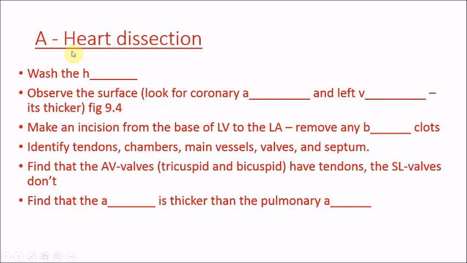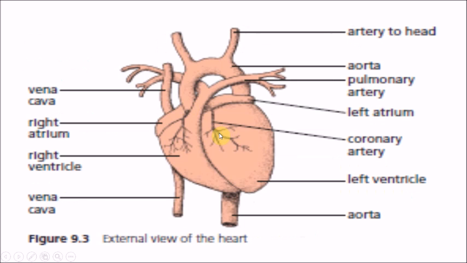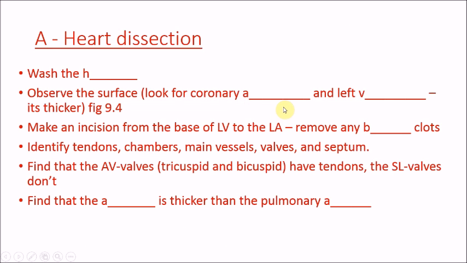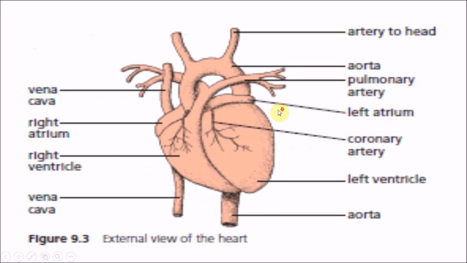So this part is about the heart dissection, and it's all about identifying structures as you dissect a heart. So the first thing you do is wash the heart, and then you observe the surface, and you're looking for those coronary arteries, which are just here. And the left ventricle is thicker, so you would look for this thicker muscle, and you can do that by feeling it or just observing it.